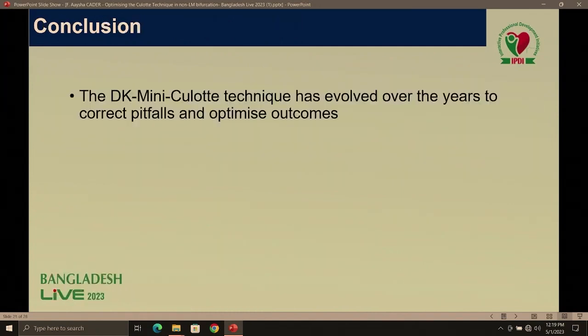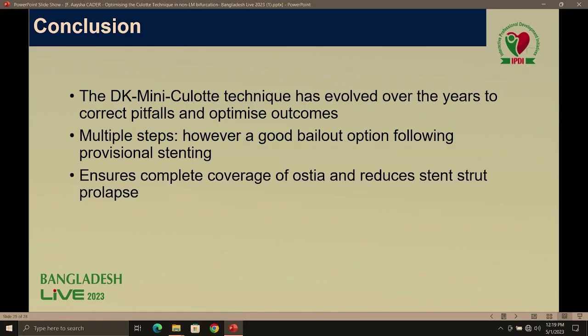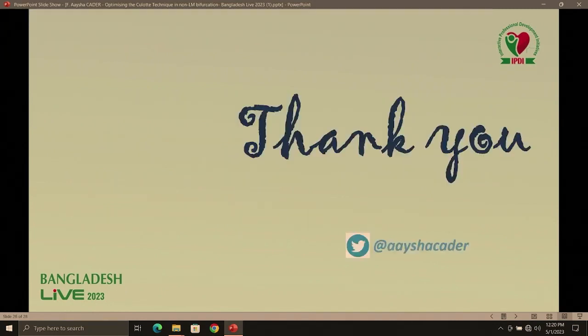So in conclusion, the DK mini culotte has evolved over the years to correct pitfalls and optimize outcomes. It wasn't the best procedure, but over the years it has gotten better with multiple iterations. However, one of the issues is that it has multiple steps, but it's a good bailout option following provisional stenting, ensuring optimal coverage of the side branch ostium. It ensures, as I said, a complete coverage of the ostia and reduces stent strut prolapse. And of course, as with any technique, appropriate bifurcation lesion choice is what would guide the optimal application of the technique. Thank you for your attention.